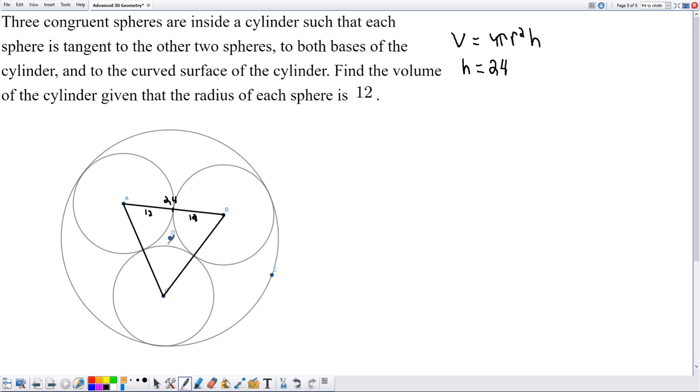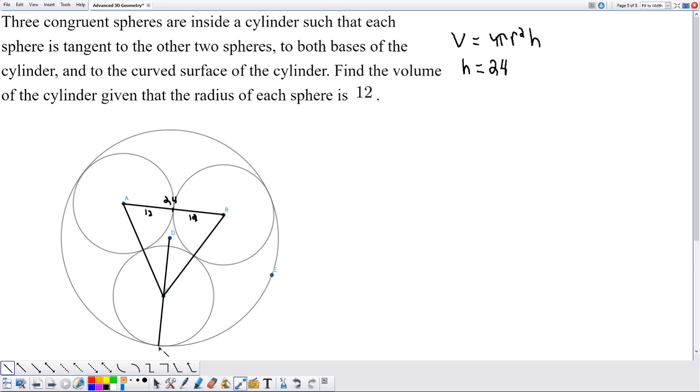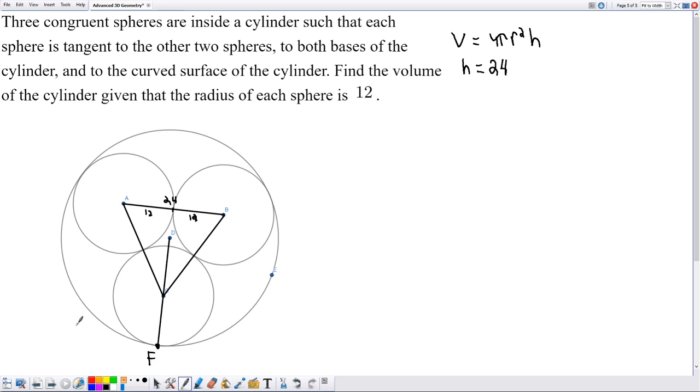Okay, well, what does this have to do with the radius? Well, the radius would be from the center of this circle to this portion here. So I want to find out what that length is, and I'll call this point, what do we have? A, B, C, D, E. We'll call it F. So that length we need to find is DF. That would be our radius.